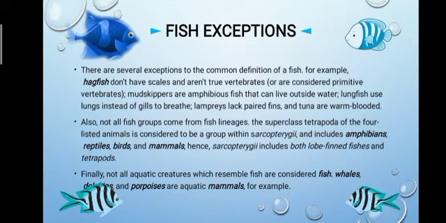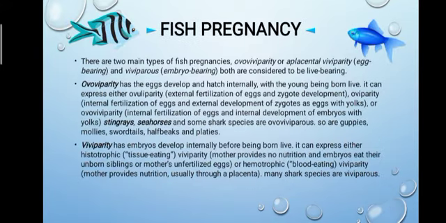Also, we have 4 groups within Sarcopterygii. That includes, first, the amphibians, second, the reptiles, third, the birds, and last, the mammals. We'll continue to the next slide. On the next slide is fish pregnancy.